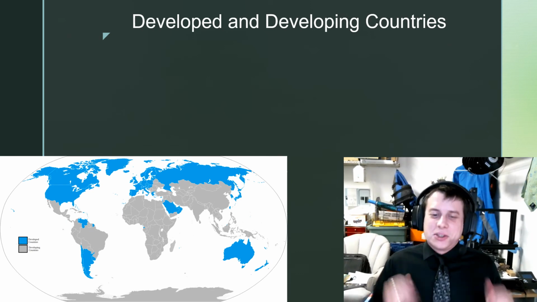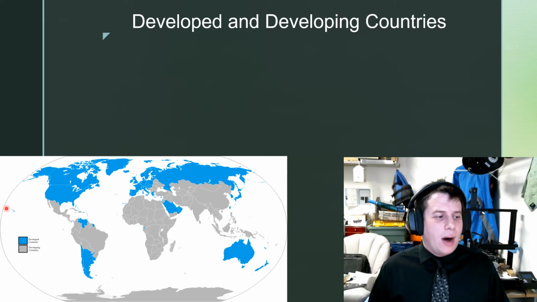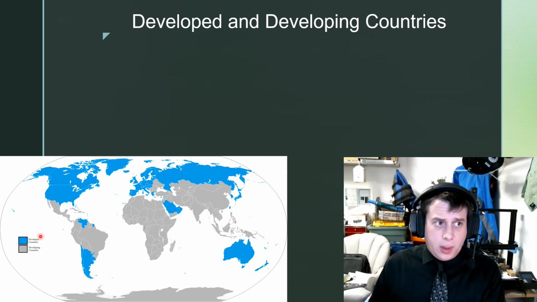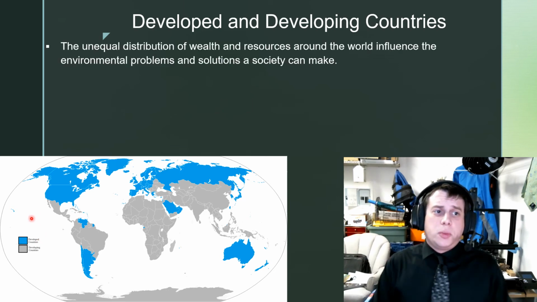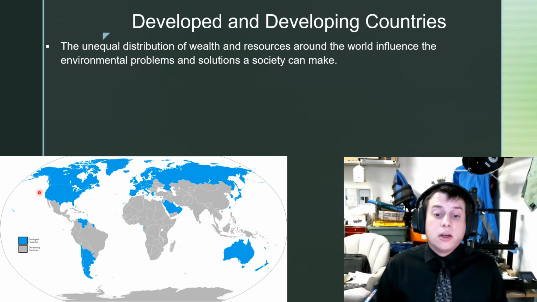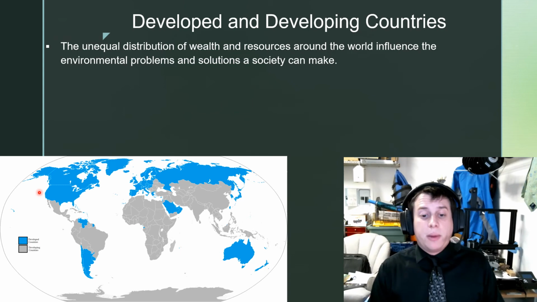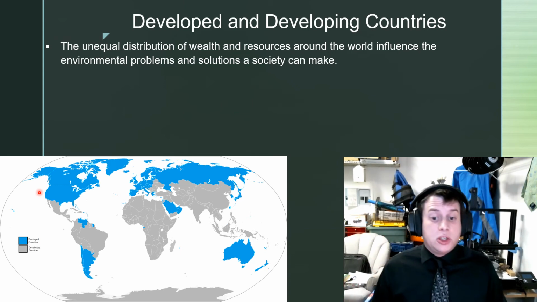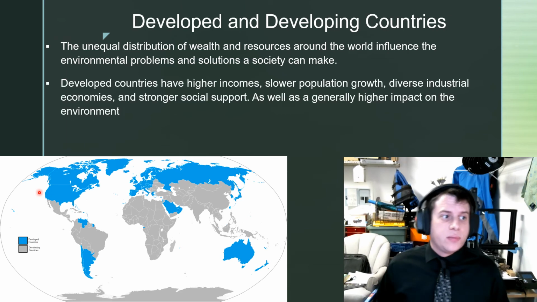Okay. Here's where we finally get to modern cases of social justice and things like that. This is a really complex issue, but I'm going to give you a rundown really quickly. The unequal distribution of wealth and resources around the world has influenced environmental problems, all right, and solutions also that society can make. The United States has more money, bluntly, to throw at fixing an environmental problem. Do we do that? Not always, but we have the ability to if things go horribly wrong.